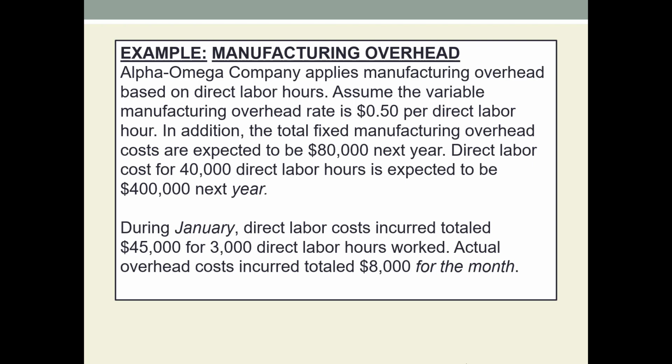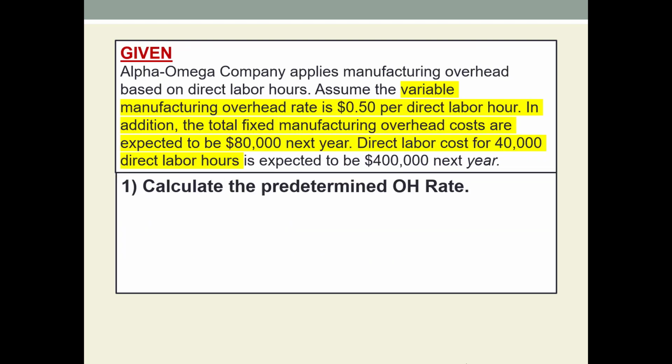It is important that you recognize that the first paragraph gives you an estimate of overhead costs for the year, and the second paragraph tells you what actually happened during the month of January. So just 1 month out of that year. Now the first thing we're asked to do is calculate the predetermined overhead rate. And I show you the useful information for calculating this.